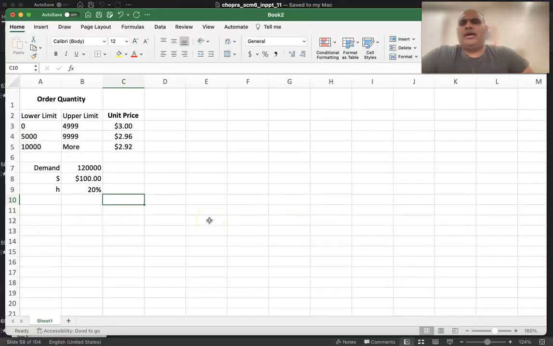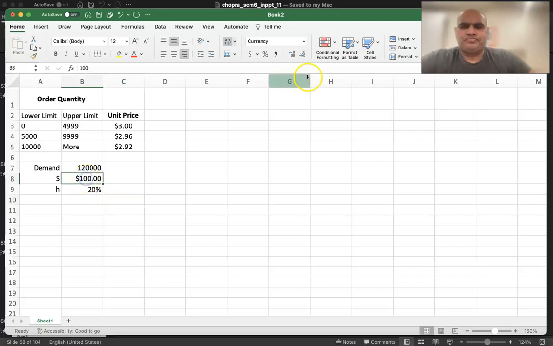Okay, so I have our data here. So lower limit and upper. Between 0 and 4,999, its unit price is $3. Between 5,000 and 9,999, it's $2.96, and 10,000 and more, it is $2.92, right? And we have demand and the fixed cost and the percentage of holding cost, right? So we have all of those values. So first step is to calculate the value of Q star, right?